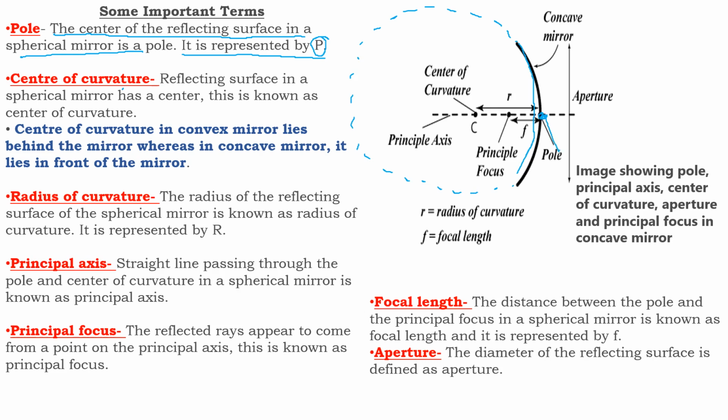Center of curvature, as I already told you, center of curvature is the center of the reflecting surface in a spherical mirror. This is known as the center of curvature. Center of curvature in a convex mirror lies behind the mirror, whereas in a concave mirror it lies in front of the mirror.